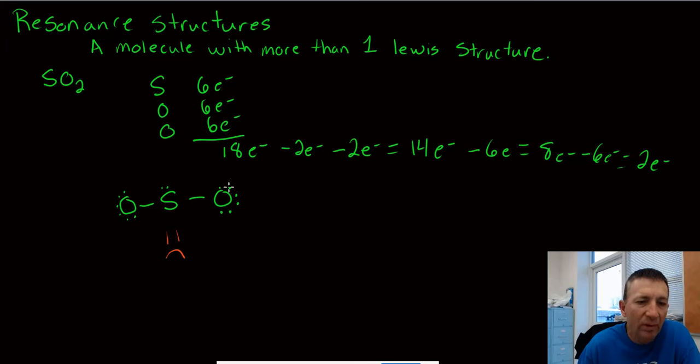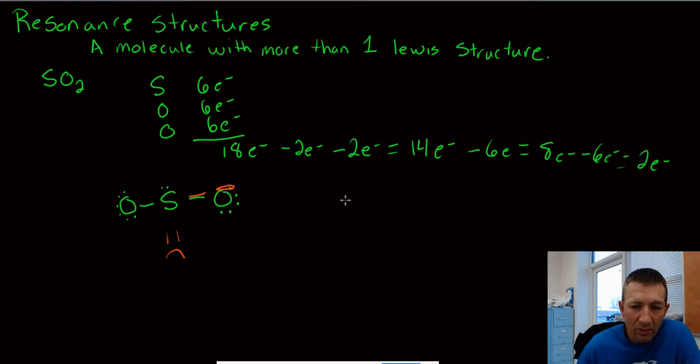So what's going to happen is one of these oxygens, this one right here, is going to take those 2 electrons and form a double bond right there. Now we have a double bond, so everything's happy. This oxygen has 2, 4, 6, 8, this sulfur has 2, 4, 6, 8, and this one has 2, 4, 6, 8. So everybody's happy. That's the Lewis structure for sulfur dioxide.